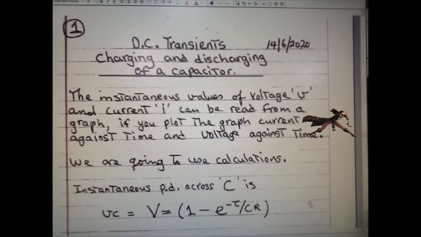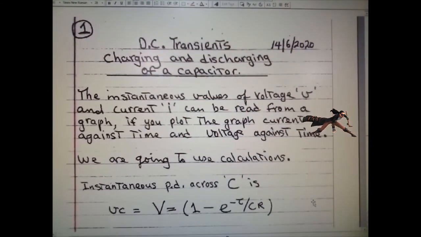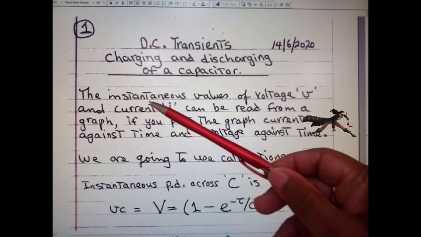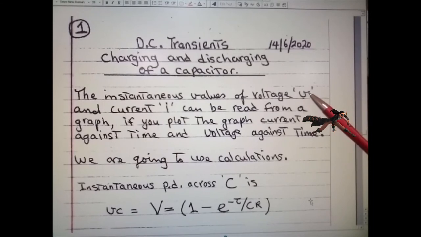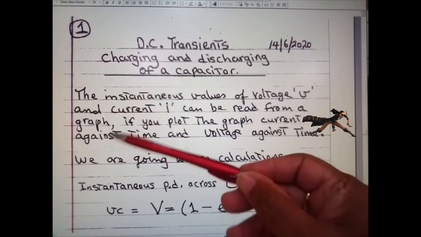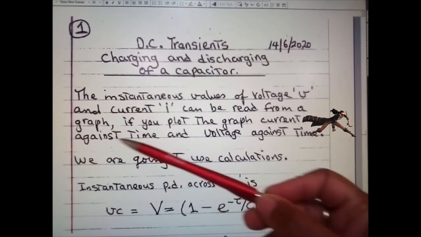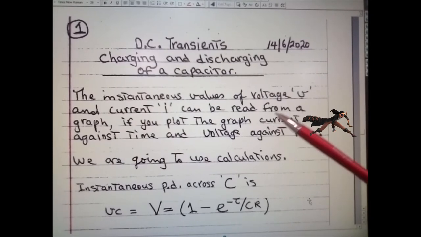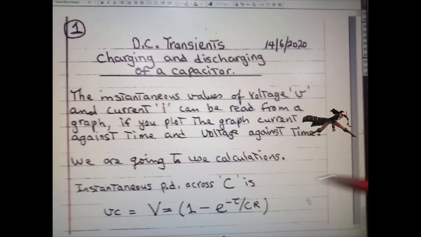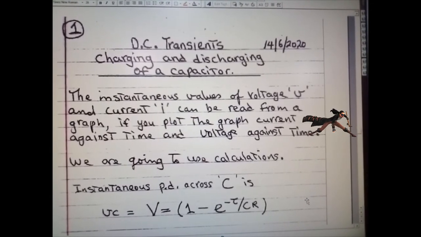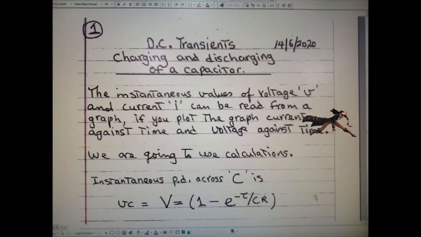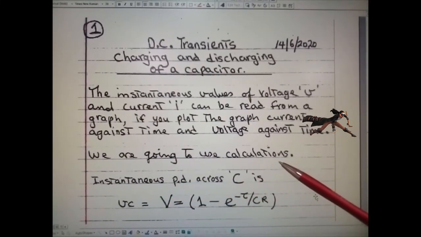What I've done here is look at DC transients, and that's what charging and discharging capacitors relates to, transients of DC. Charging and discharging of a capacitor. The instantaneous values of voltage V, please note that's my V, this is just my handwriting, and current I can be read from a graph if you plot current against time and voltage against time. I've done these principles already in one of the videos, but I did not go through it in finer detail as I've done now. It's important that you understand the concept, but do some additional research for yourselves. We are going to use calculations rather than a graphical method.